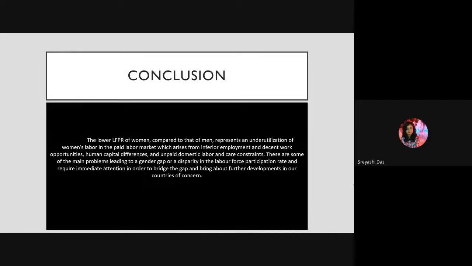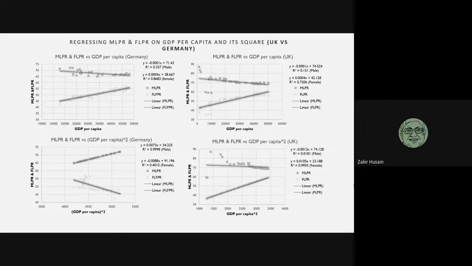Okay, so now we can conclude the lower labor force participation rate of women compared to that of men represents an underutilization of women's labor in the paid labor market, which arises from inferior employment and decent work opportunities, human capital differences, and unpaid domestic labor and care constraints. These are some of the main problems leading to a gender gap or a disparity in the labor force participation rate and require immediate attention in order to bridge the gap and bring about further developments in our countries of concern. Thank you. Okay, just go back to the graphs, ওই বার ডায়াগ্রাম গুলো.